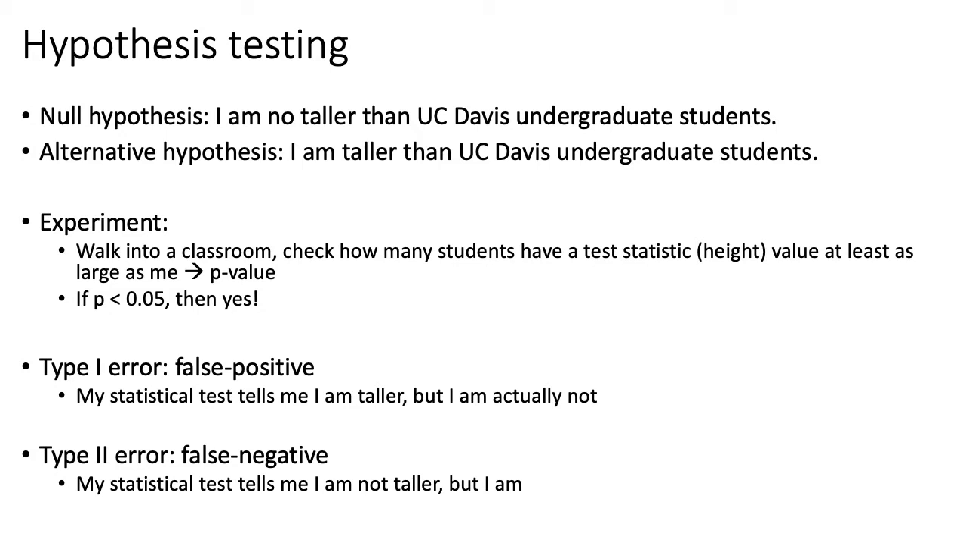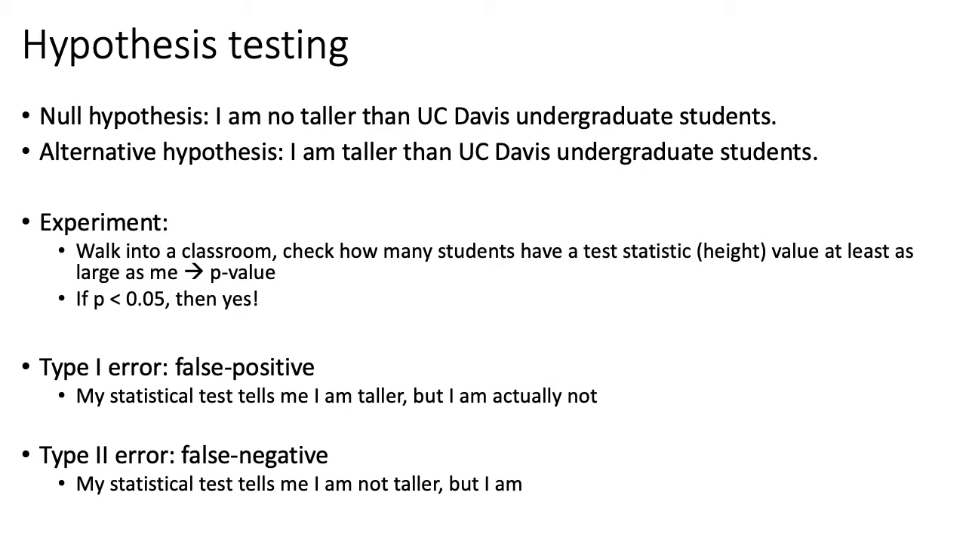And so in the context of this experiment in which I perform a single experiment, get a p-value, and then either reject the null hypothesis if p is less than 0.05, or I don't reject the null hypothesis if p is greater than 0.05, there's basically 2 types of errors that can arise in this kind of experiment. And so the first type of error is called a false positive, or what's also known as a type 1 error, which basically happens when p is less than 0.05, and so I reject the null hypothesis. But in reality, I'm actually no taller than your average undergraduate student.